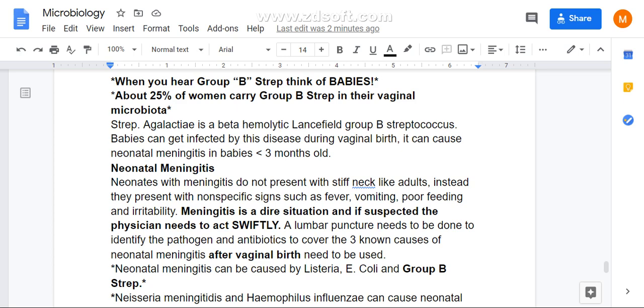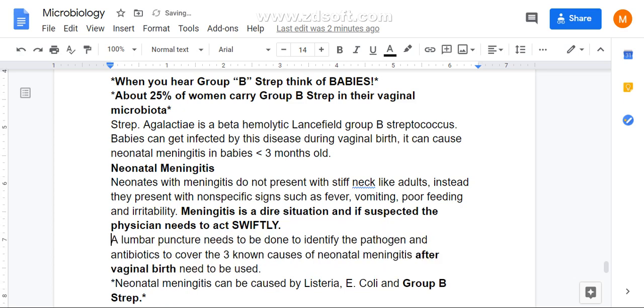And neonatal meningitis is very dangerous. It's a very dire situation, and if you think that the baby might have meningitis, you need to move quickly. You need to perform a lumbar puncture first, so you can identify the pathogen and make sure it's group B strep. And then you prescribe antibiotics to cover the 3 known causes of neonatal meningitis after vaginal birth.